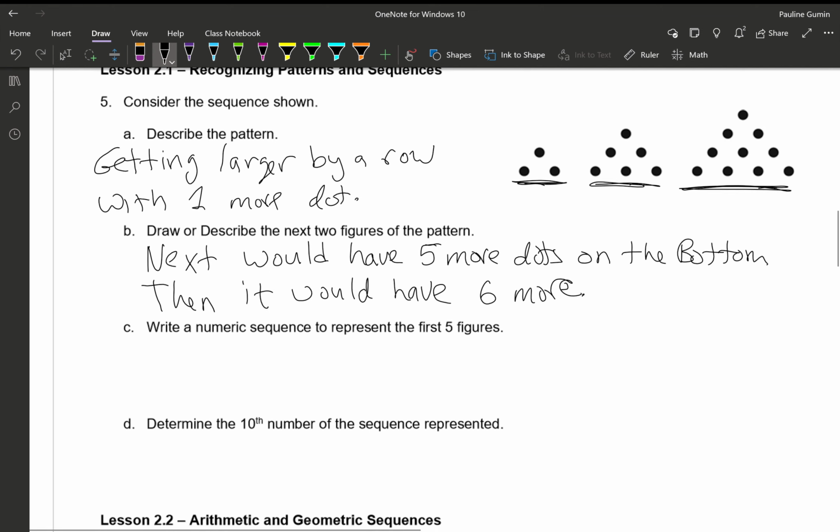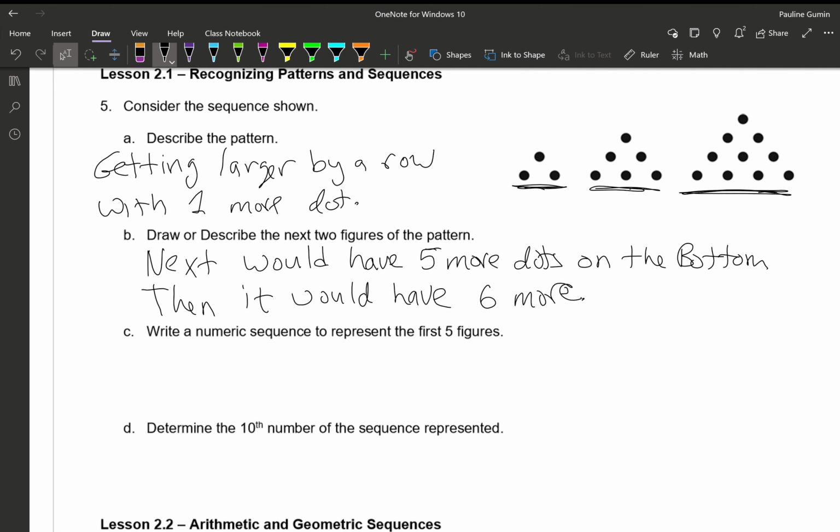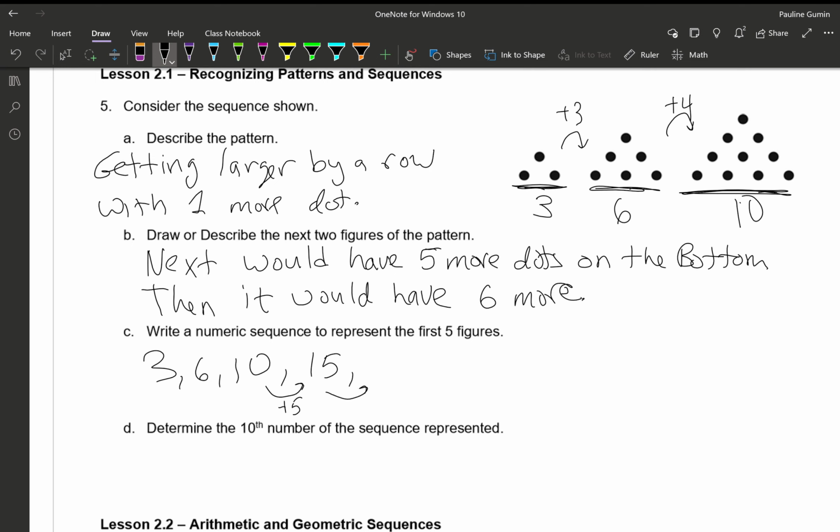Let's write a numeric sequence for the first 5 figures. So the first figure has 3. Then I add a row of 3, I have 6. I add a row of 4, I've got 10. So 3, 6, 10. Well, then in letter B, I wrote I would add a row of 5, 15. Then I said I'd add a row of 6, 21.